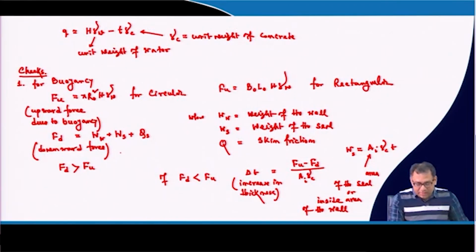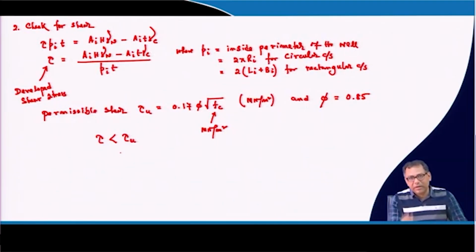So, that check is required, and another check is this. When the buoyancy force is acting in the upward direction, and the weight of the well is acting in the downward direction, there will be friction generated between the shaft and the concrete for sealing. That friction that will generate should be within the permissible friction, and that permissible friction is given as tau u, and this tau is the developed stress, the shear stress between the well shaft and the seal.